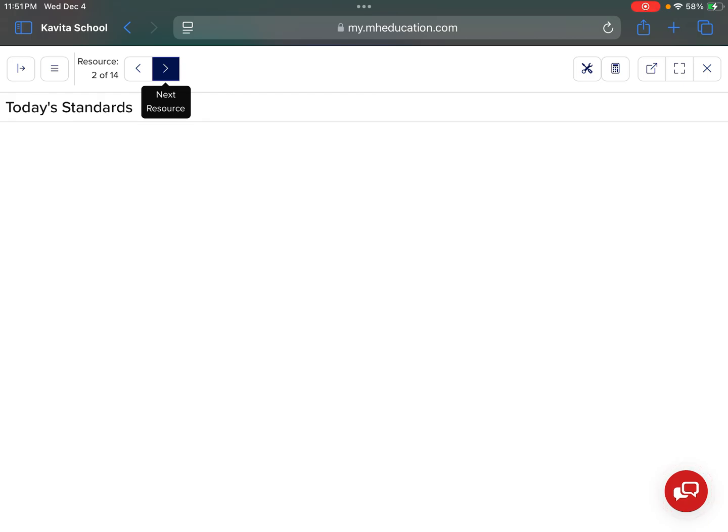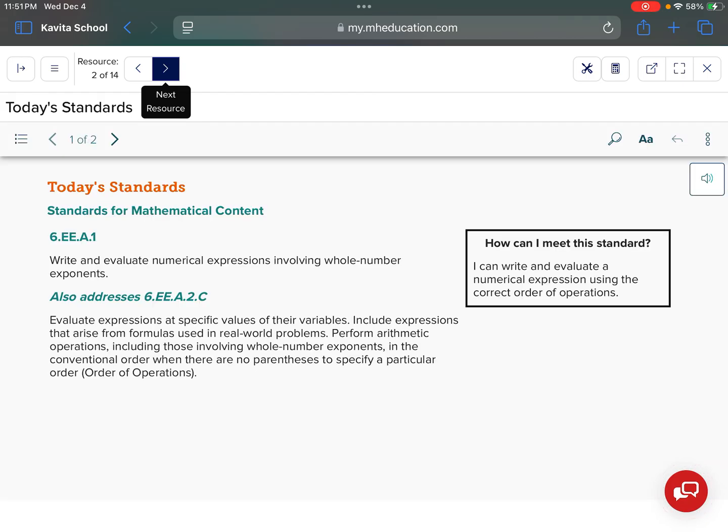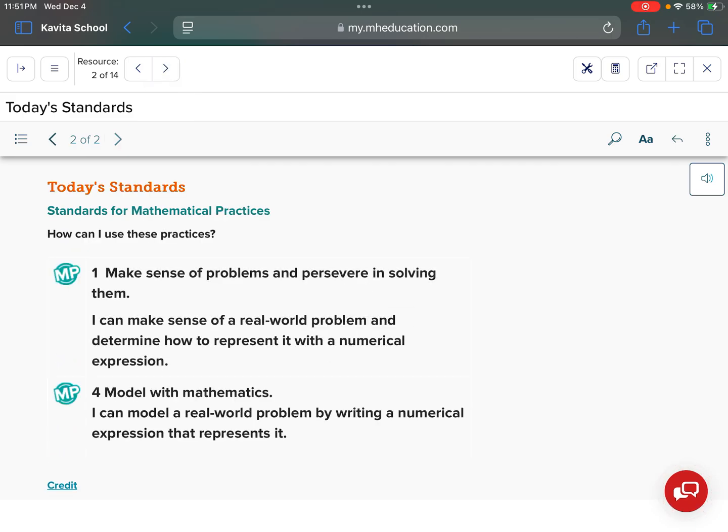Let's move on. Here are the standards. You can pause and read the standards if you wish to, or else I'm going to keep moving. These are the standards for mathematical content. And here we have the standards for mathematical practices.